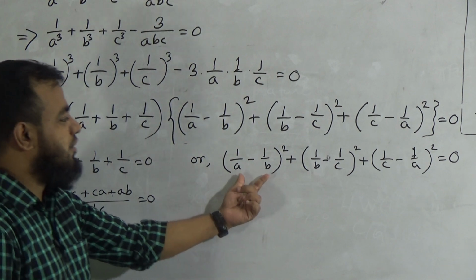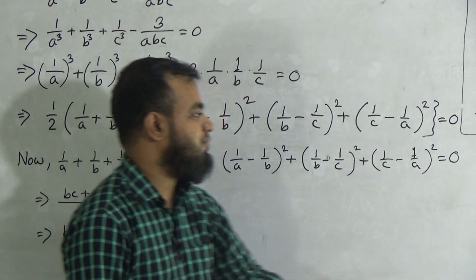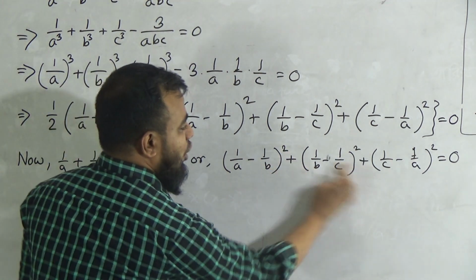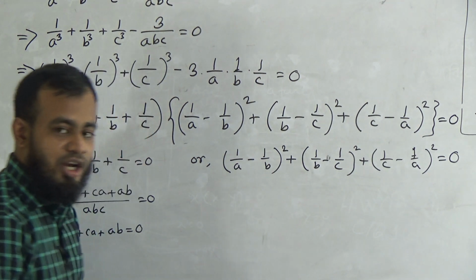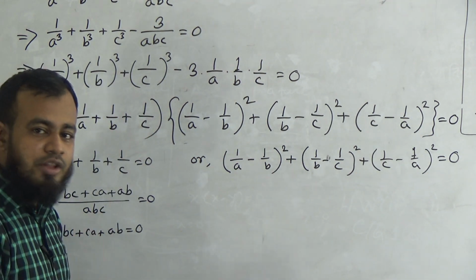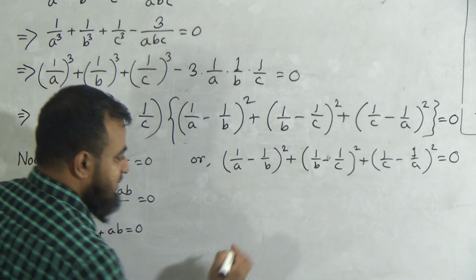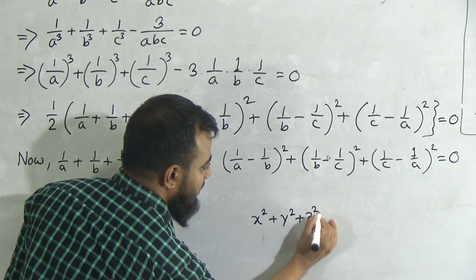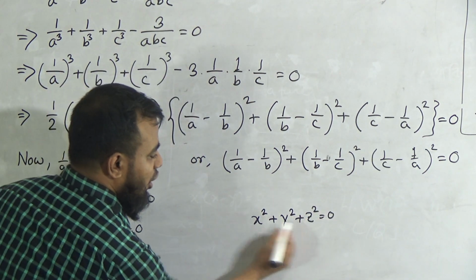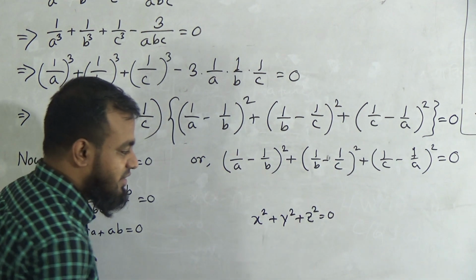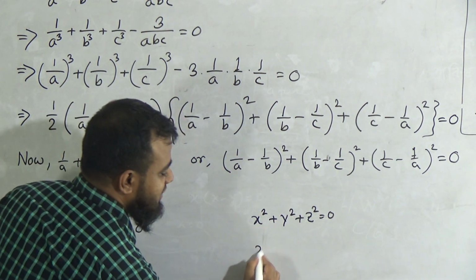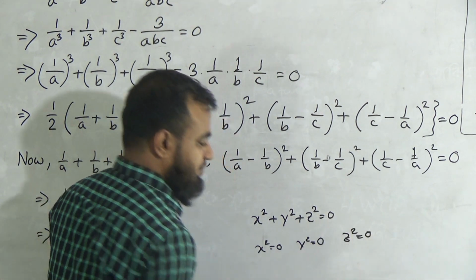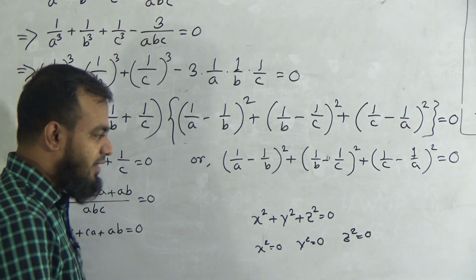The other relation is this one squared plus this one squared plus this one squared equal to 0. If, my dear students, the sum of the squares is 0, then each and every square term will also be 0. I mean that suppose x square plus y square plus z square equal to 0. The sum of the square terms is 0. This means that each and every term, that means x square is equal to 0, y square is also equal to 0, z square is also equal to 0. It must be like this relationship.